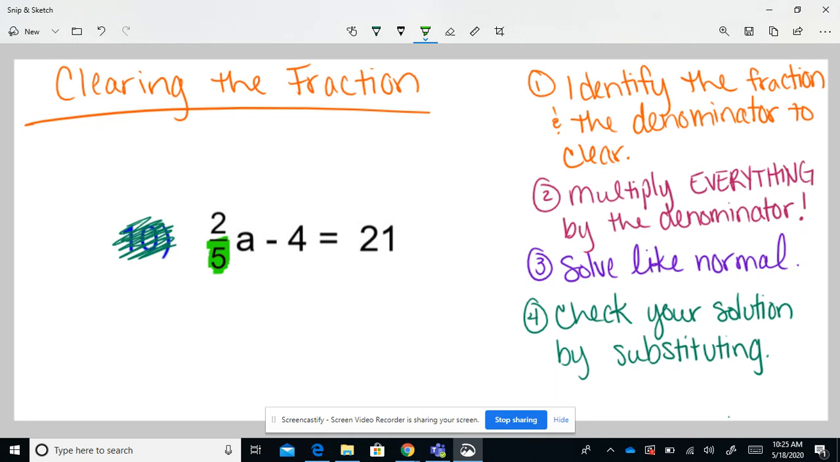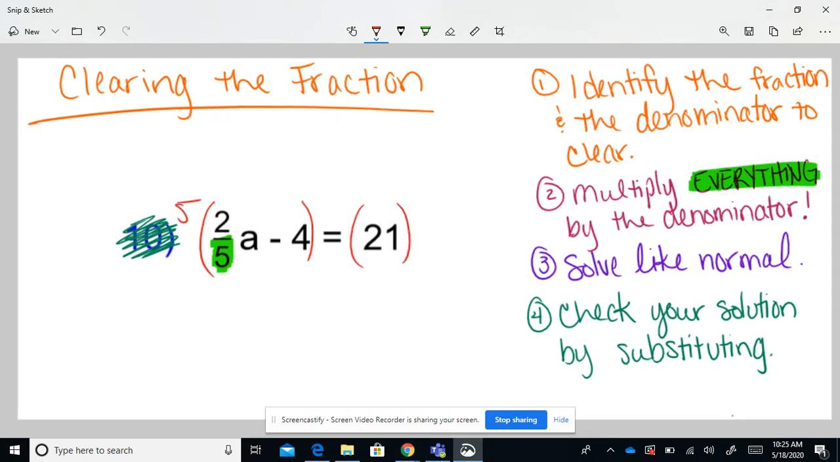Step 2 says multiply everything. That means everything by the denominator. So I'm literally going to take this and put parentheses on both sides. So there and there. And I'm going to put a 5 on this side and a 5 on this side. That means I'm now going to take this 5 and I'm going to distribute. So I'm going to multiply by everything inside the parentheses on the left-hand side. And then I'm going to go over here and multiply it by everything on the right-hand side of the equation. I'm not going to skip anything.